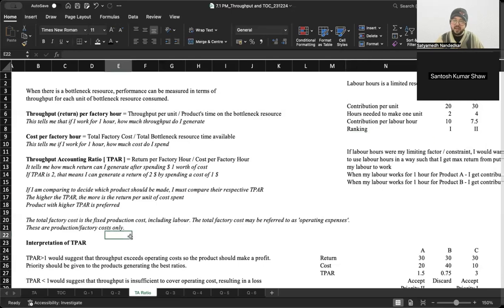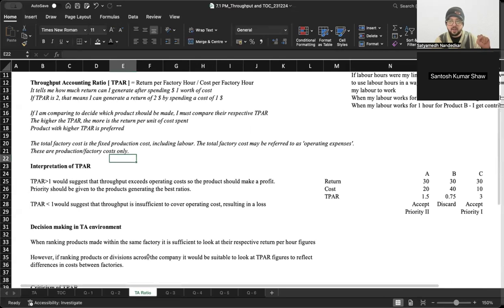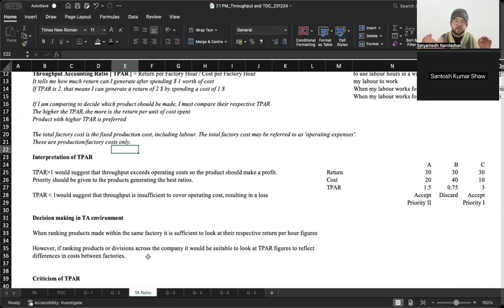TPAR tells me that for every rupee spent, what is the return that I am generating. So if I am deciding between products, I should go with that product which has the higher throughput accounting ratio. And see, numerator is the return, denominator is the cost. If TPAR is greater than 1, that means returns are more than the cost. If TPAR is less than 1, that means returns are less than the cost. Your returns from the product are not enough to recover all the cost. Such a product you should not produce.